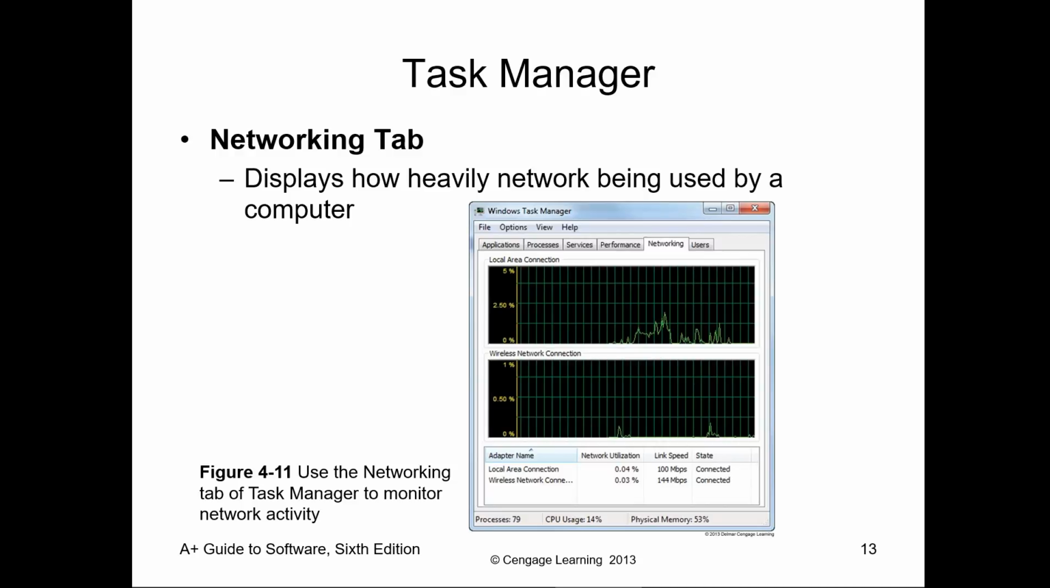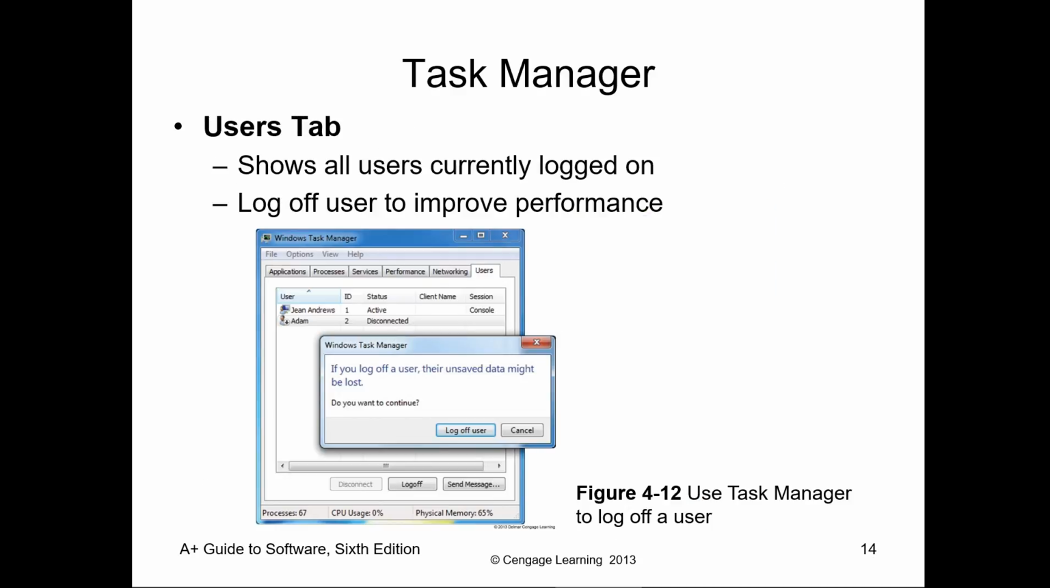And our Network tab, again, shows our network resources for all of the different networks that we have. If we're plugged in wired and wirelessly, we're going to have two different charts, one for our wired, one for our wireless. Last but not least, for our Task Manager is going to be our Users tab.